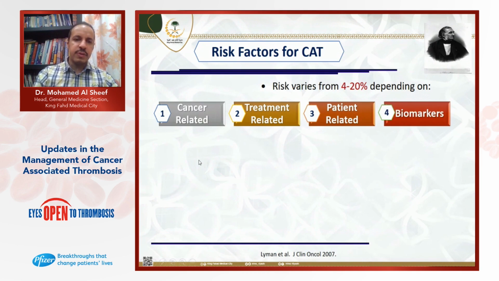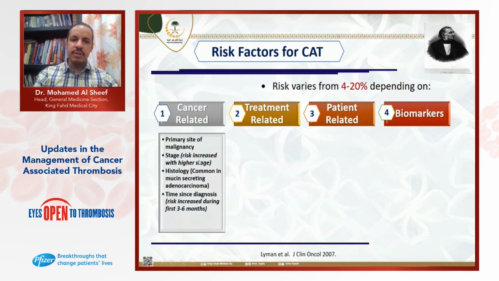Starting first with the cancer-related, it is important, the primary site of malignancy matters. Pancreatic cancer is the most thrombogenic carcinoma. Stage: risk increases with a higher stage like metastatic cancer. The risk can increase, as I mentioned, about 50-fold at the highest. If you have early stage, it can be 7 to 10-fold. Histology is important. It's more common in mucin-secreting adenocarcinoma, so more common in adenocarcinoma than squamous cell carcinoma.